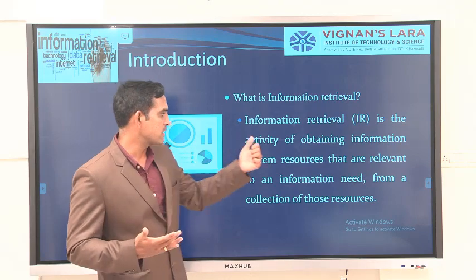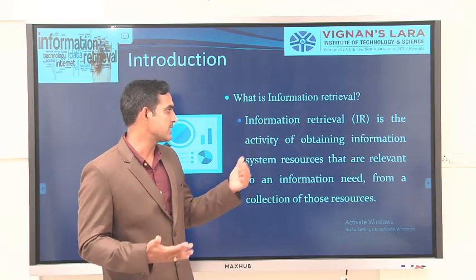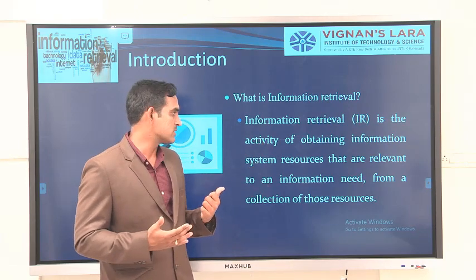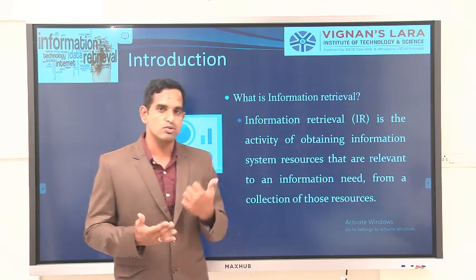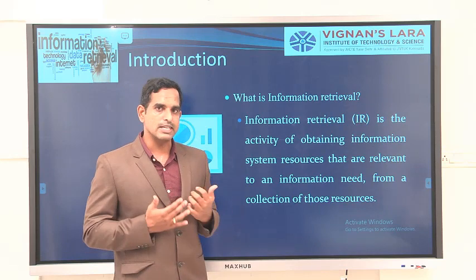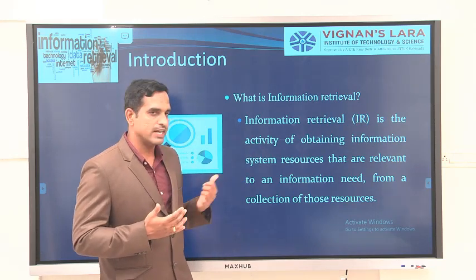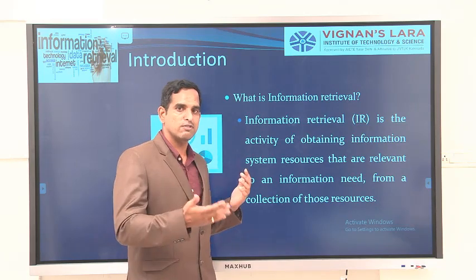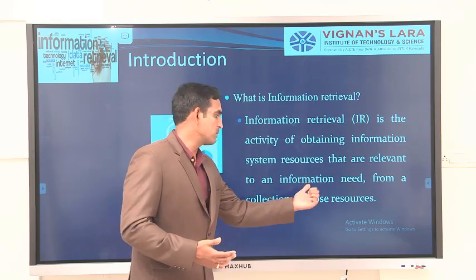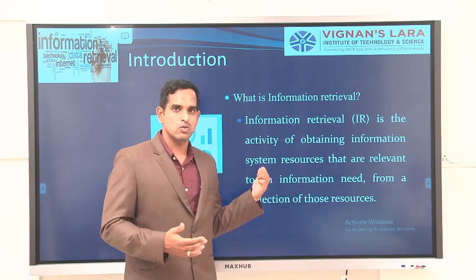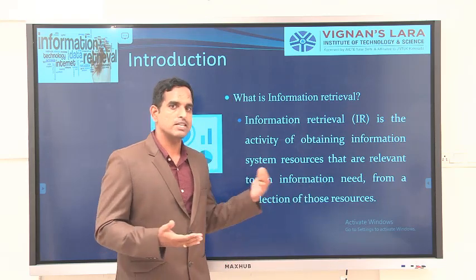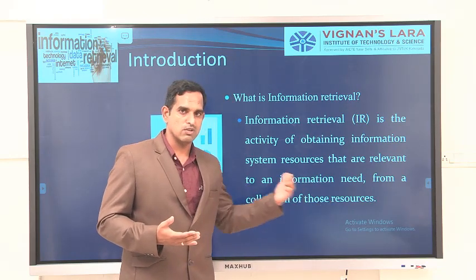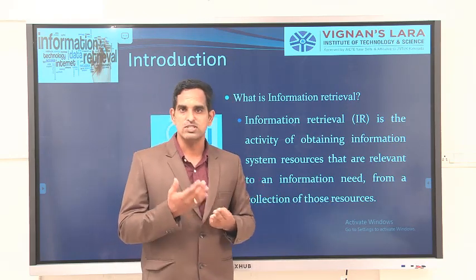So information retrieval is basically the activity of obtaining information system resources that are relevant to your information need from a selection of those resources. So this will be 3 parts. First thing is obtaining information. So how to obtain information and what type of information. That information should be from whatever the need you have. So what is your information need? So based upon that information need, it should be getting from a collection of resources. So 3 parts. What do those 3 parts mean?